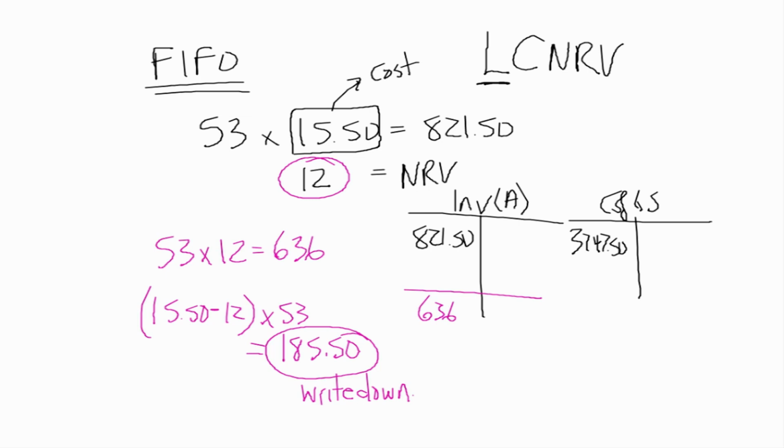So let's do the write-down, because we have to have 185.50 go here. There has to be a credit to inventory. So let's look at the entry. We're going to do a credit to inventory for the 185.50. The question becomes, what do we debit? Guesses, anyone?